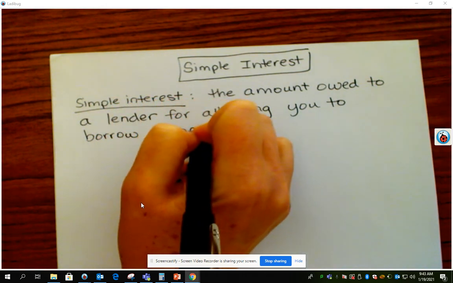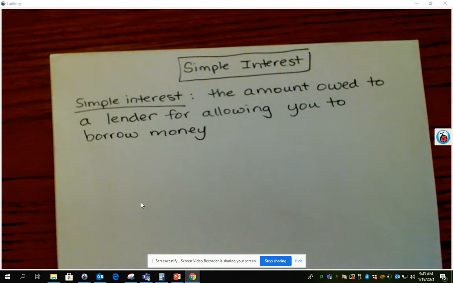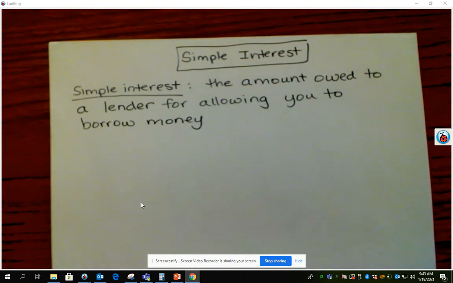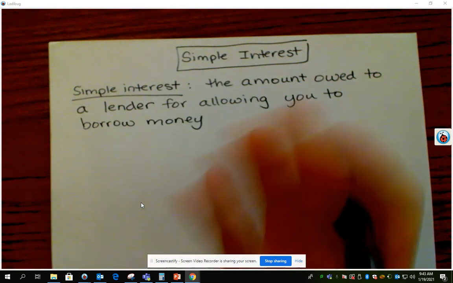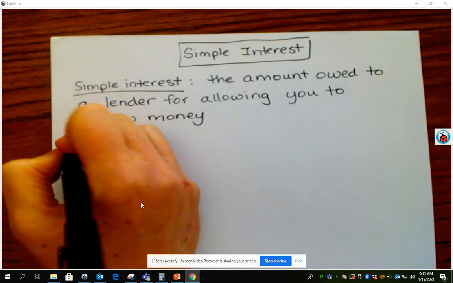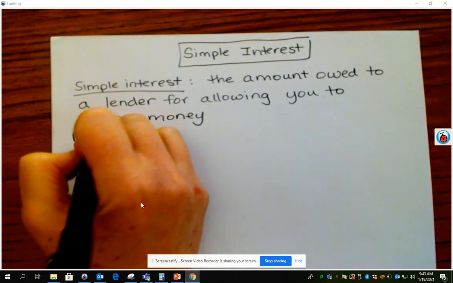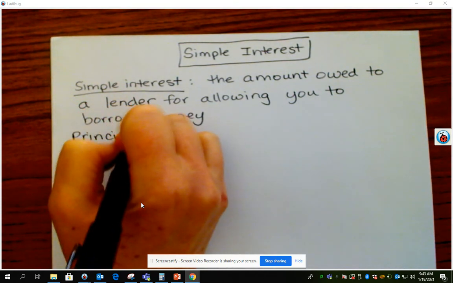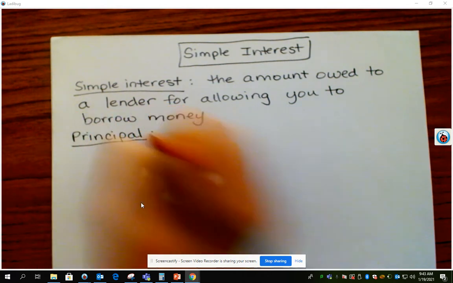So that's how banks and credit card companies make money. They charge interest on whatever you borrow from them, so that's a fee for letting you borrow that money. Okay, so when we talk about interest, one word that you're going to need to be aware of is principal. And this is not the principal of the school.